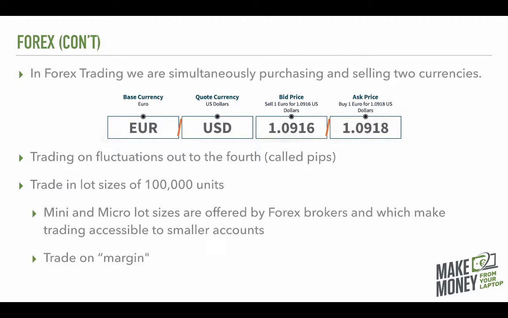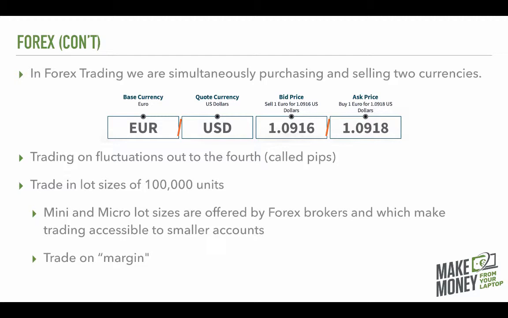But basically, we're trading on fluctuations on this floating currency pairing price all the way out to the fourth decimal, which is called a pip. If it's in the yen, it's actually the second decimal, but that's, again, discussion for a later time down the road. But we're trading on fluctuations out to the fourth decimal point, which are called pips. And we trade in lots of 100,000 units.